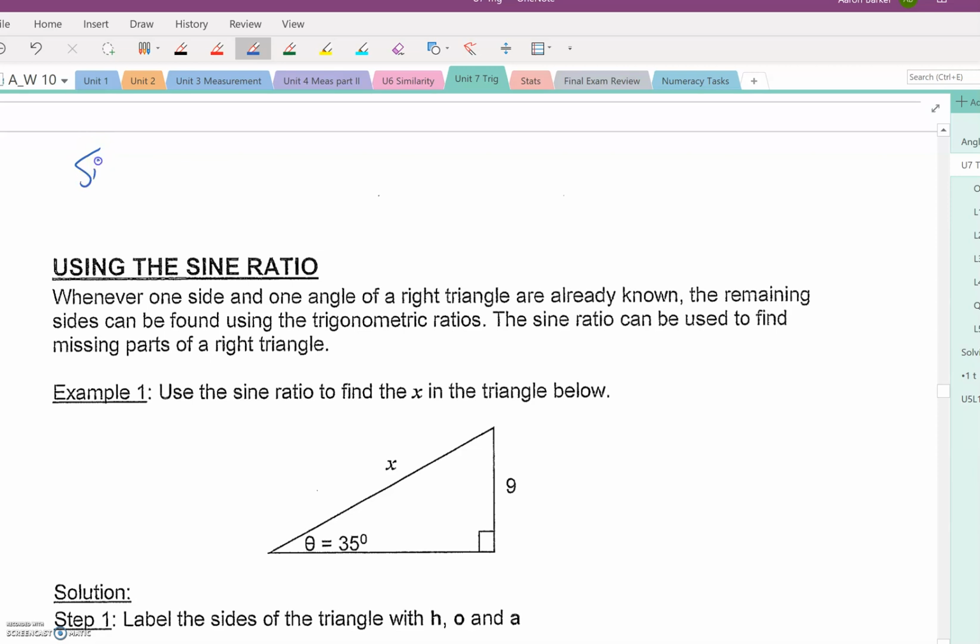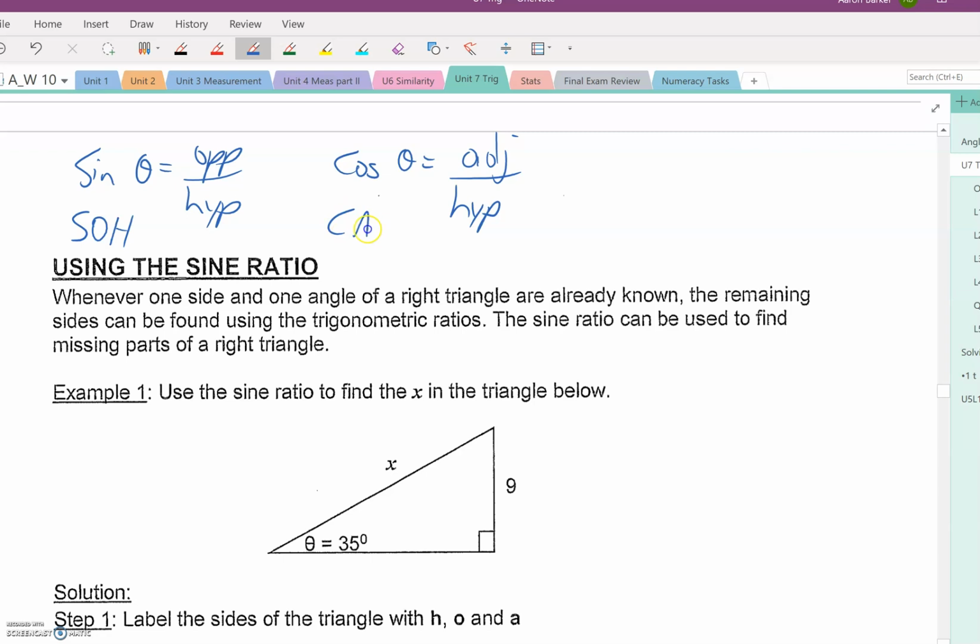We have sine theta equals opposite over hypotenuse. That's also known as SO. We have cosine theta equals adjacent over hypotenuse. That's also known as CAH. And then we have tan theta equals opposite over adjacent, and that is known as TOA.